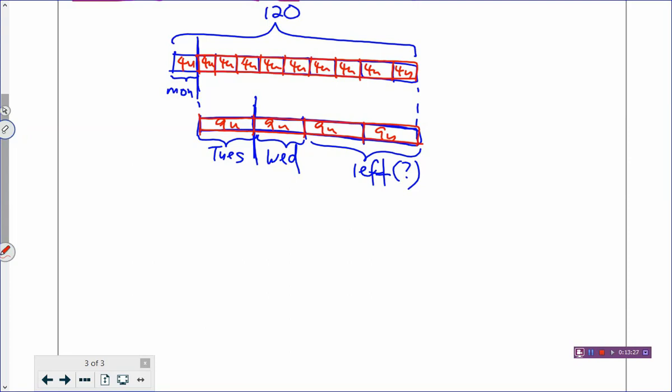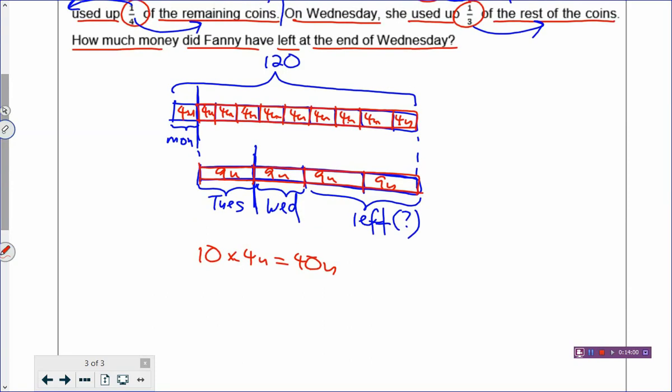And if you look at the remainder, how many units are there? You will see that there are 4 boxes of 9, 36, and 9 boxes of 4 units, also 36 units. So the remainder has a total of 36 units. Okay, so how many units are there all together? Alright, including Monday. So you count all the boxes. 1, 2, 3, 4, 5, 6, 7, 8, 9, 10. 10 boxes of 4 units, which is 40 units. Alright, 40 units. So which means that Fanny has altogether 40 units of 20-cent coins.